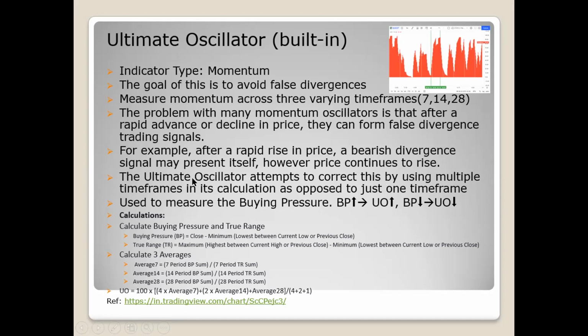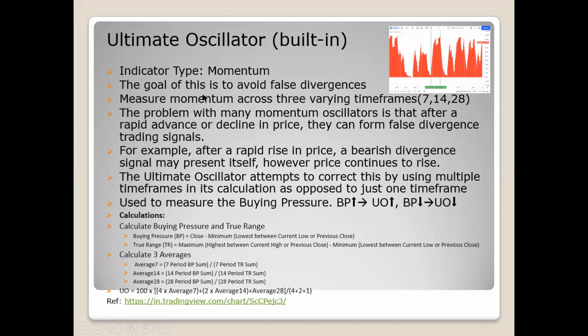So the ultimate oscillator is an attempt to correct this kind of problem which the legacy momentum oscillator has, by using multiple time frames in the calculation rather than a single time frame. That's how they are trying to correct the old legacy momentum oscillator problem.